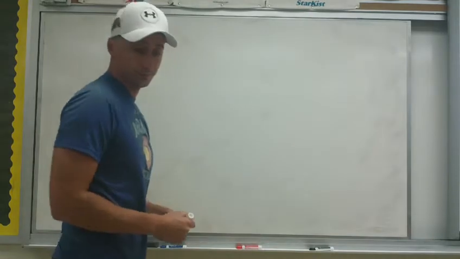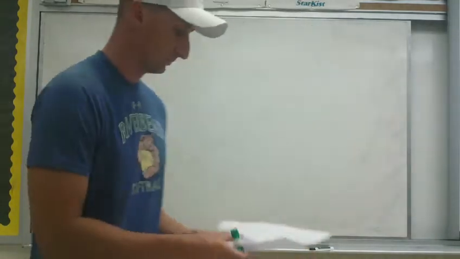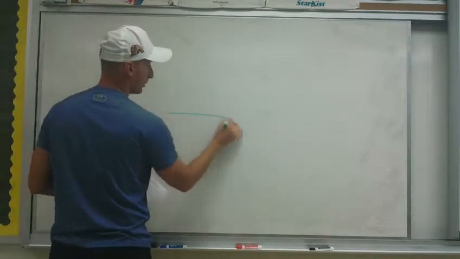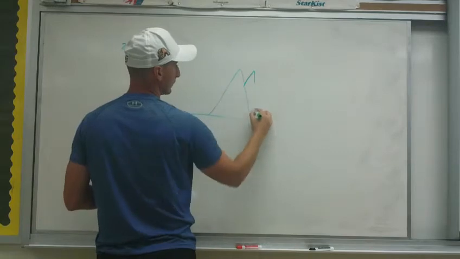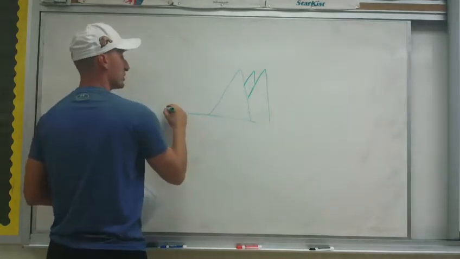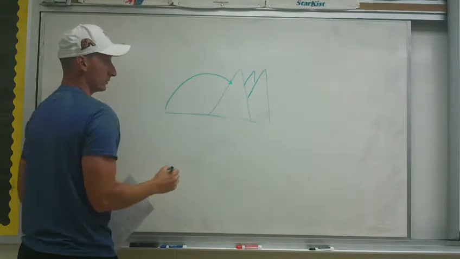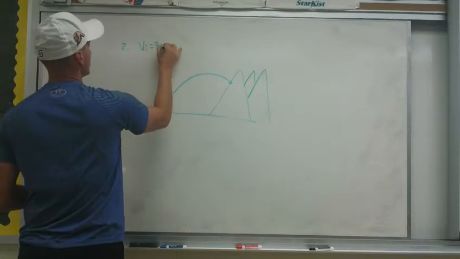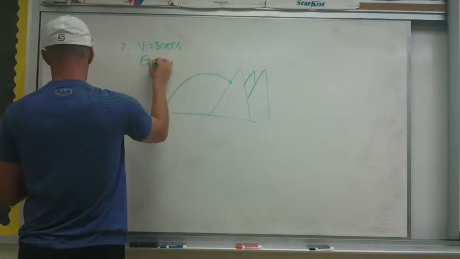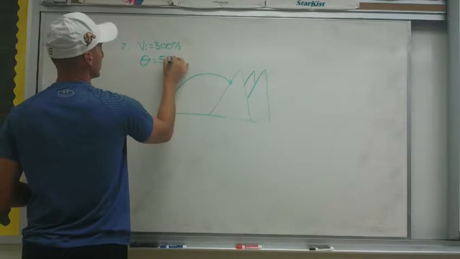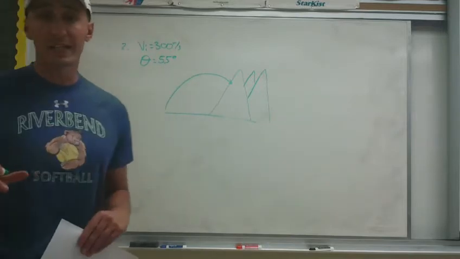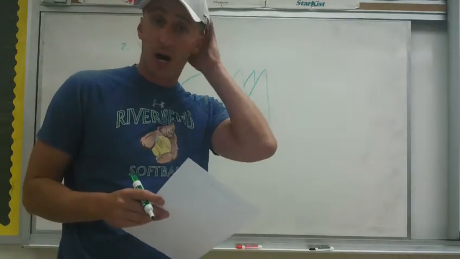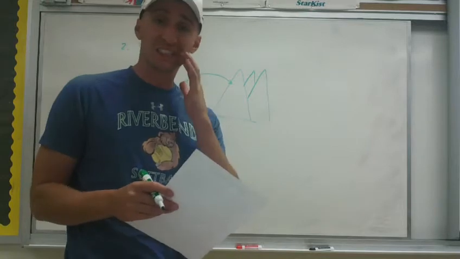So this is number 2. Let's draw some mountains here. The shell is going to be shot and it's going to land somewhere over here. If I'm given an initial velocity and an angle, which is 55 degrees, first thing I need to do is find Vix and Viy. We're going to break it up into only motion in x and only motion in y. You can't work in 2 dimensions at the same time.